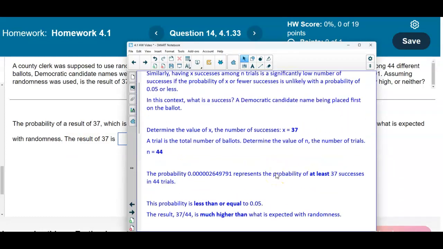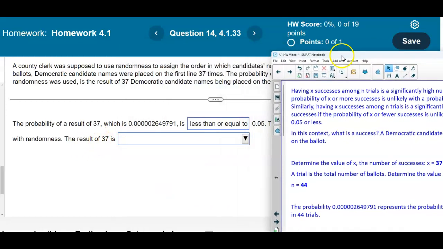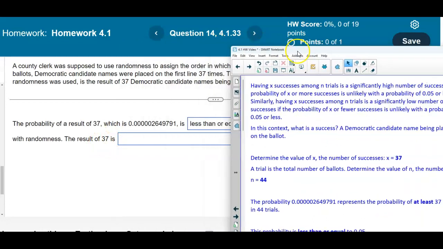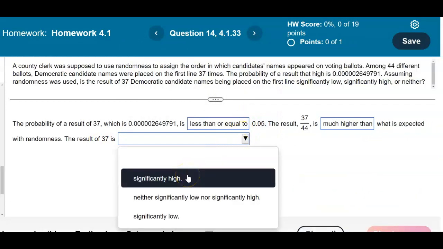Now we need to come back up here and determine, okay, what is the result? What was the result of 37 out of 44? Well, we would say that it was significantly high because it was a higher probability.